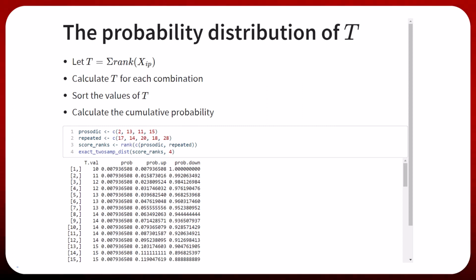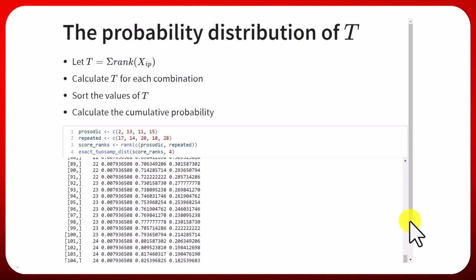I've done that here. So notice that in addition to loading in the prosodic scores, as I've done here, and loading in the repeated scores, as I've done here, I then combined these in order to rank. Once I had those ranks, then I could create my exact two-sample distribution based upon those ranks, looking at the ranks in the group with the smallest number, that is sample size 4. And you see here that our smallest value of T that we can obtain is 10.